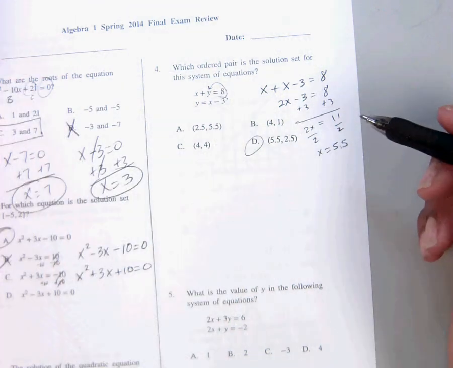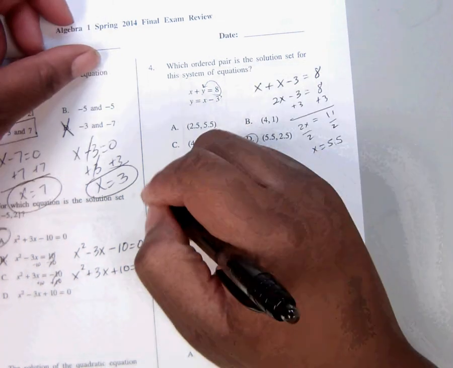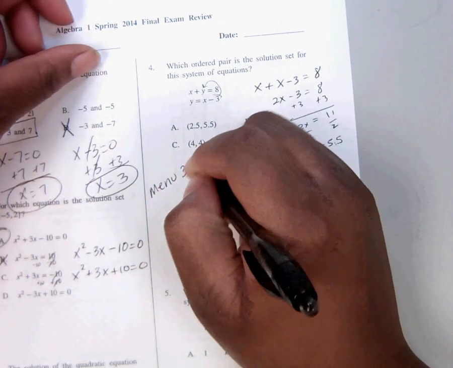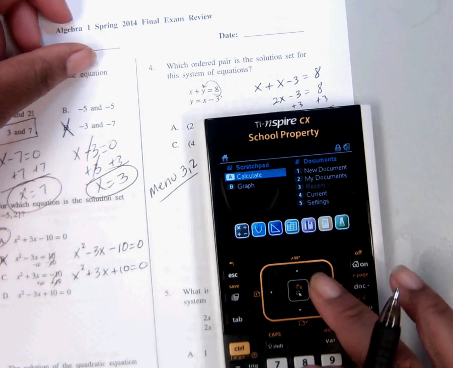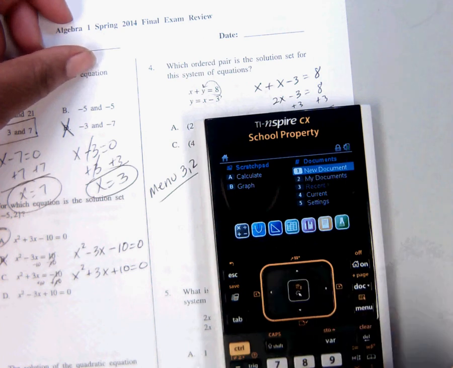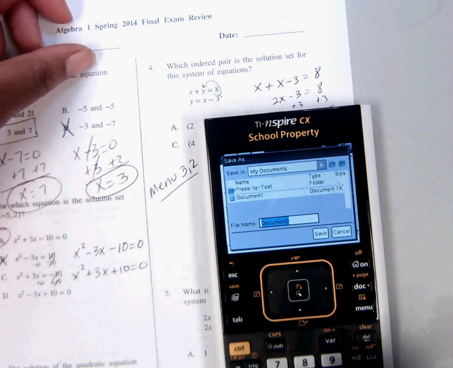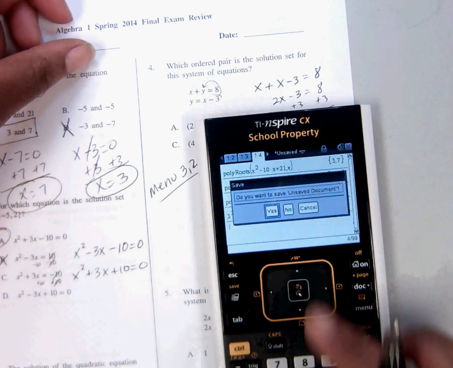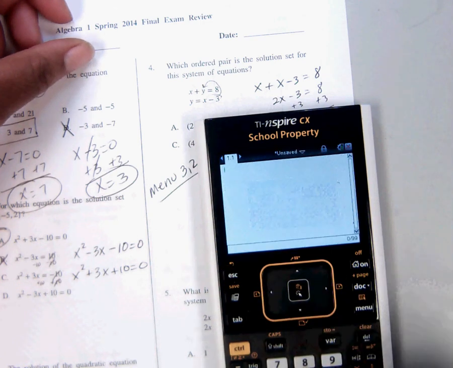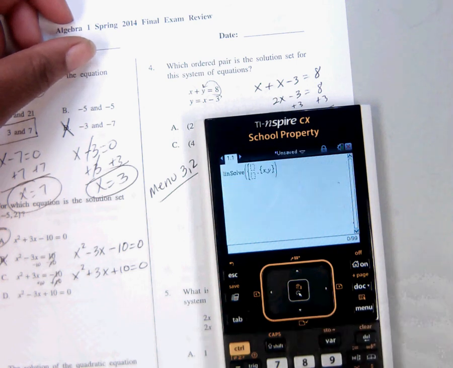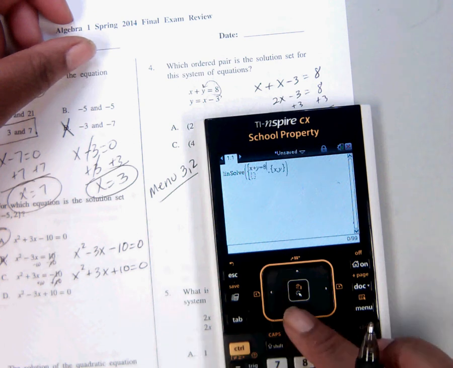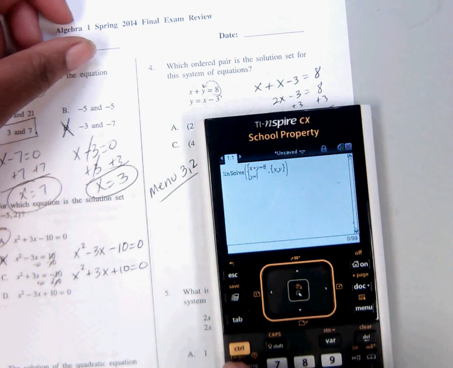Okay. I would like to show you and remind you how to do it on the calculator. System of equations is always going to be menu 3, 2. So you would go to yes. I wanted to save it, and menu 3, 2. Okay, I'm using x and y, so x plus y equals 8 and y equals x minus 3. Okay.